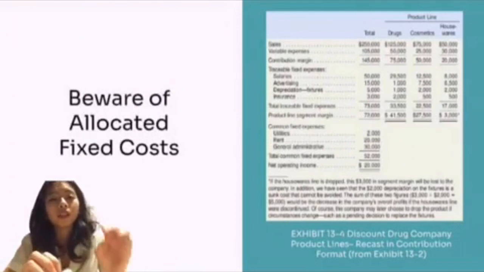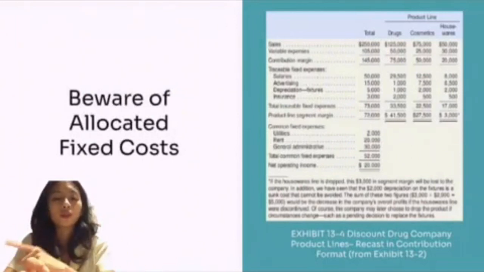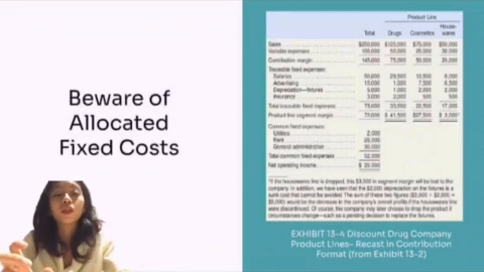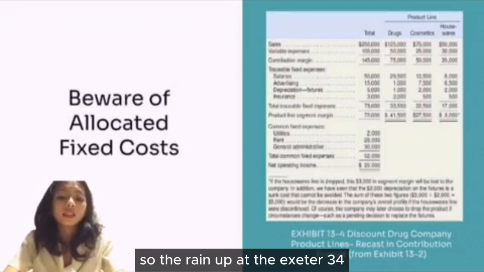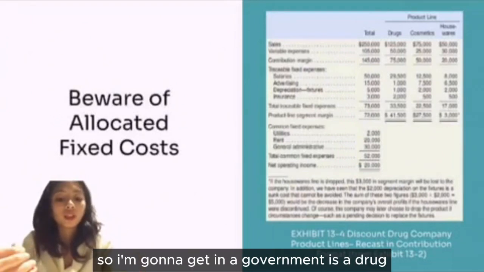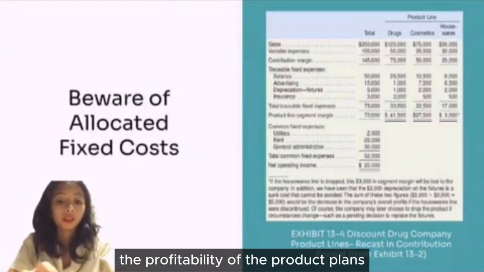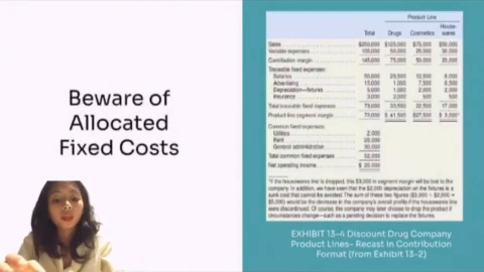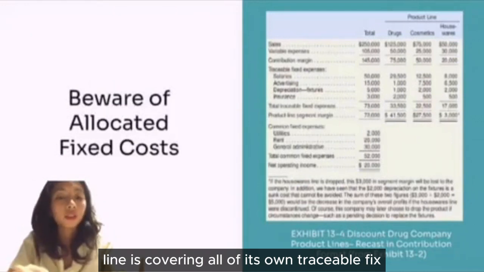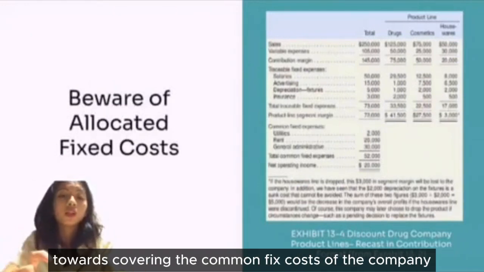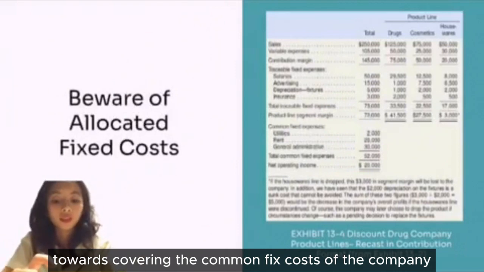We can see this point if we redo Exhibit 13.2 by eliminating the allocation of common fixed costs. That brings us to Exhibit 13.4. Here we use the segmented approach from Chapter 12 to estimate the profitability of the product lines. As shown, the housewares line is covering all of its own traceable fixed costs and generating a $3,000 segment margin toward covering the common fixed costs of the company.